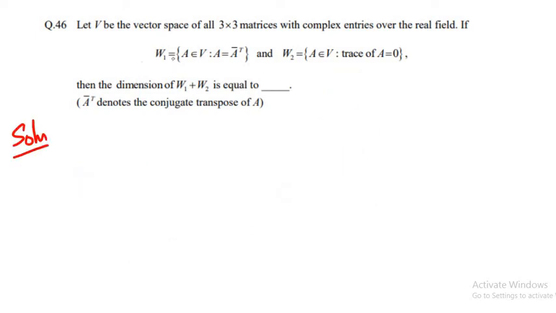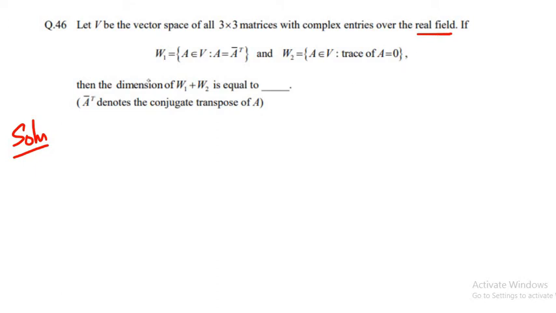A very interesting part in this particular question is that we are given a vector space of 3 by 3 matrices with complex entries over the real field. If you don't look into this properly, the answer will definitely go wrong. That is the main key thing here. If you have noted this in the question, then you won't go wrong.